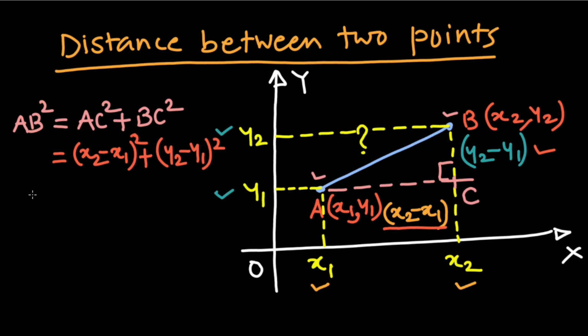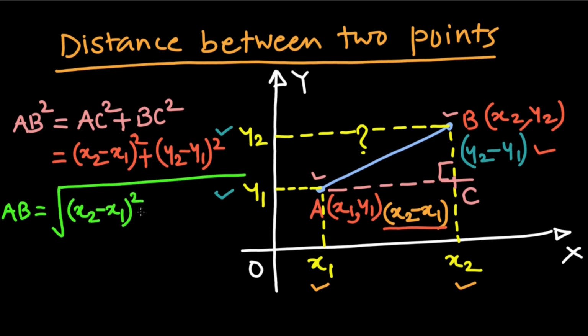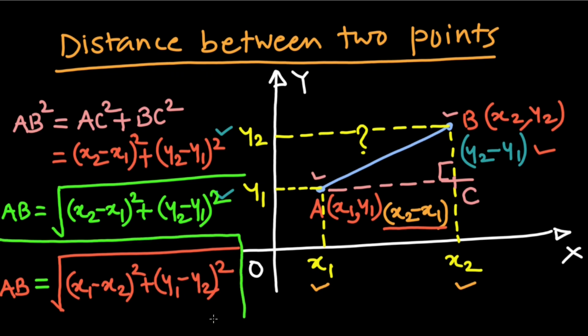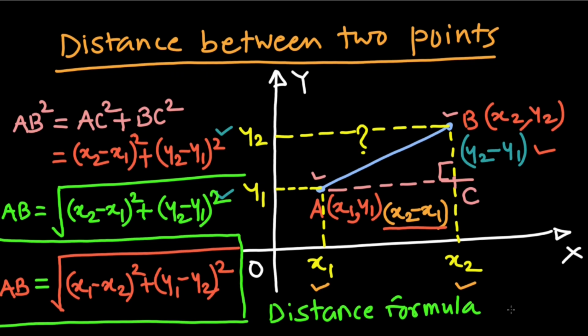Now taking square roots on both sides, we write AB equals square root of x2 minus x1 whole square plus y2 minus y1 whole square, which also can be written as distance AB equals square root of x1 minus x2 whole square plus y1 minus y2 whole square. So this formula is known as distance formula, which gives us distance between the points A and B.